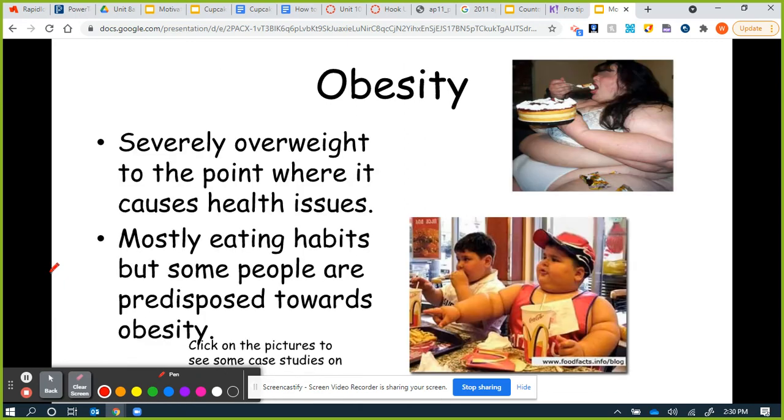All right, and then obesity. People that are severely overweight. I can't remember what the percentage is, like what is considered to be obese. I think we all know what that is.